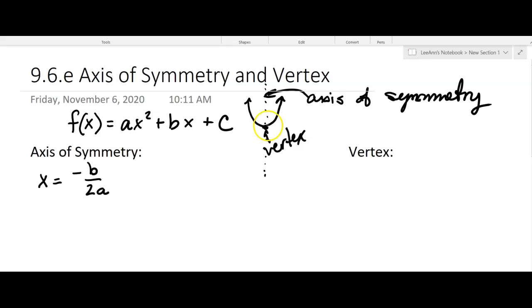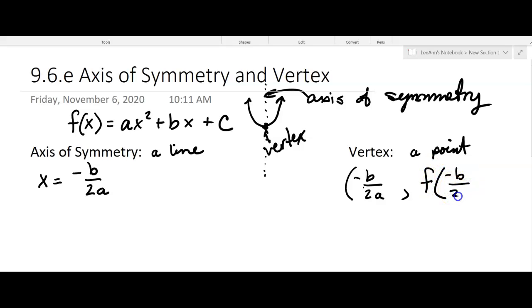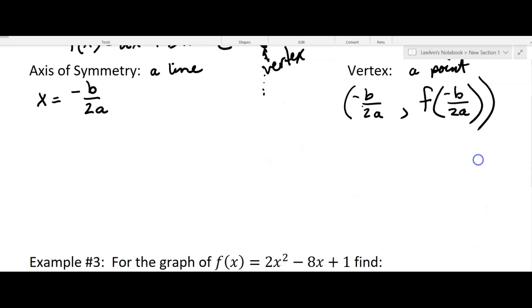The vertex is always going to be on the axis of symmetry. So the vertex is going to be a point. So the axis of symmetry is a line, but the vertex is a point, and the point is going to be negative b over 2a, and then you have to plug in whatever you get for that x value into the function. So we write that as f of negative b over 2a. And so that's how you find the vertex. It's called the vertex formula, and that's how you do it, but we'll show you an example now.